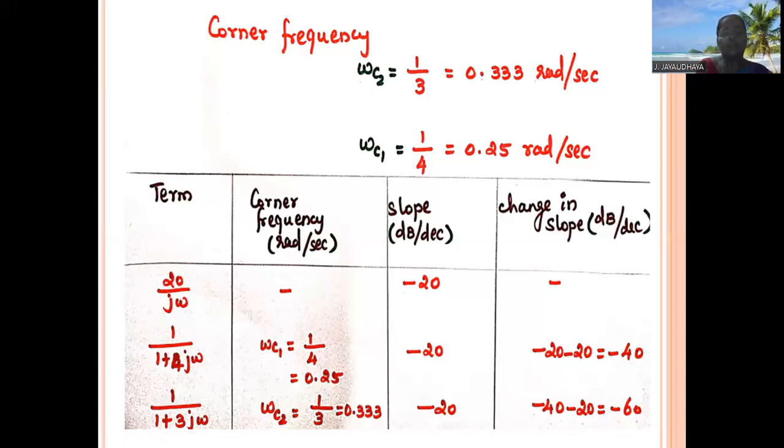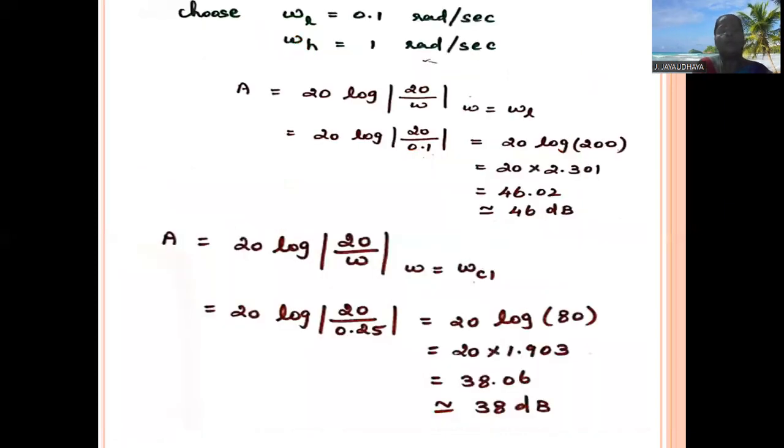Okay. Then after calculating the corner frequencies and forming this table, what do you have to do now? You have to assume two values. One is omega L, which is nothing but low frequency. Omega H is nothing but high frequency. Then why do we have to select these two values? In the previous table we discussed how many frequencies we have: only two frequency values, omega C1 and omega C2. Using these two points, it is very difficult to plot your magnitude plot. That's why we are taking two more points.